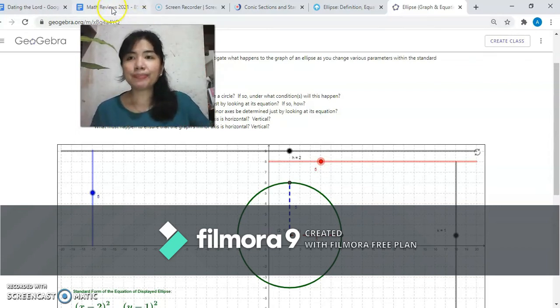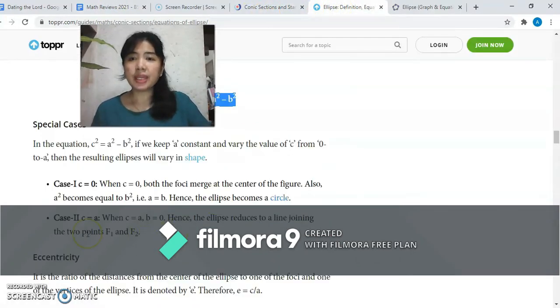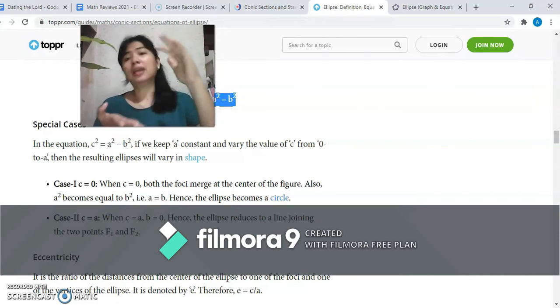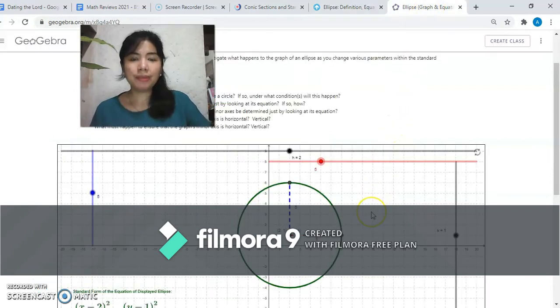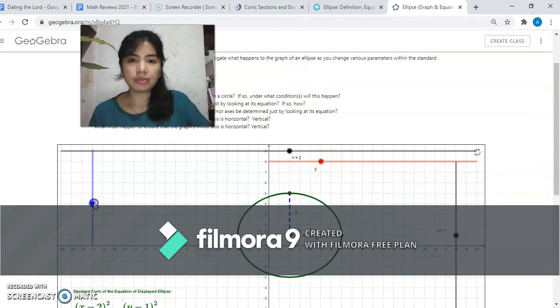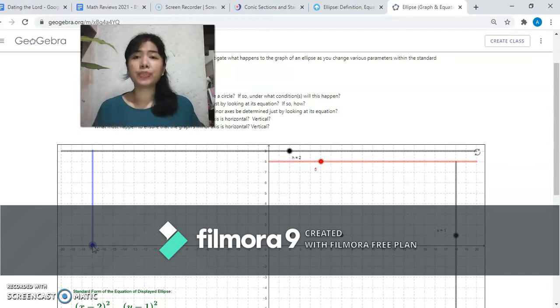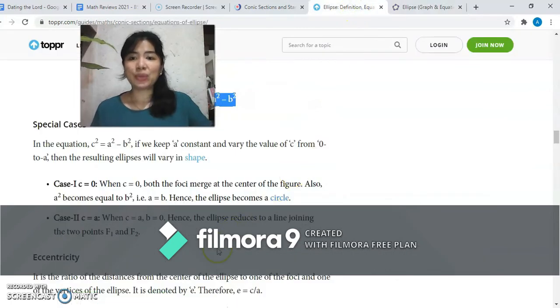And then, what if c is equal to a? Then b is equal to 0. So when b is equal to 0, you don't have a minor axis. If that is the case, then obviously we can form a line. So let me show that here. So b is equal to 0, so let's make it 0. There you go. We have 2 points, and two points will form a line. Those 2 points are basically the 2 points of the foci, or the center and the foci.